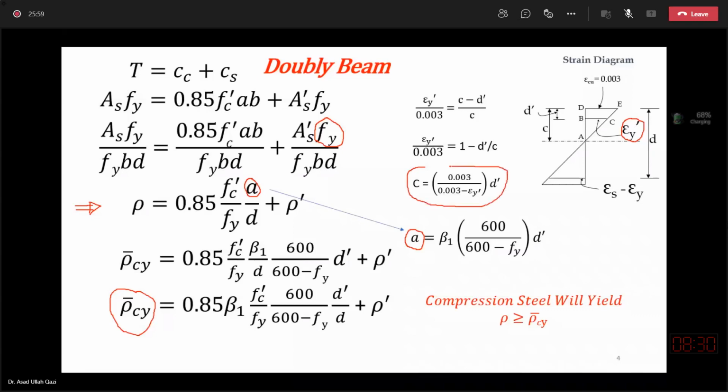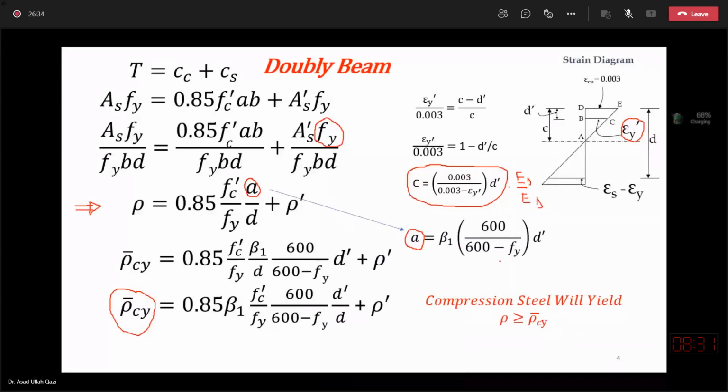Furthermore, if you want to memorize in terms of stress, you can multiply this equation by Es over Es, in its numerator and denominator. So Es 200,000, when multiplied with 0.003, becomes 600, over 600 minus Fy into d prime. So a is actually beta 1 c. When beta 1 is multiplied, you will get this uniform stress block depth. Keep in mind that there is a minus sign over here.